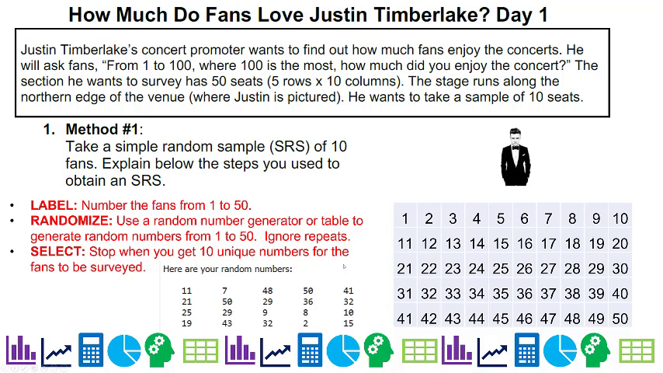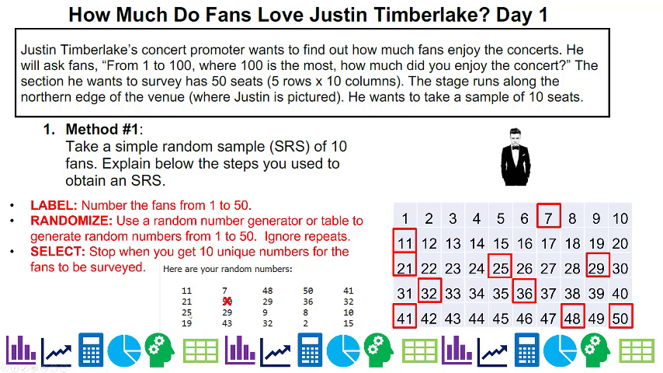So we got fan 11 right there, fan 7, fan 48, fan 50, fan 41, fan 21. Uh-oh, we already did 50, so we better cross that one out. Fan 29, fan 36, fan 32. That gives me 9. I need one more, fan 25. All right, so again, you've already learned how to take simple random samples in the previous lesson, but just a quick review.